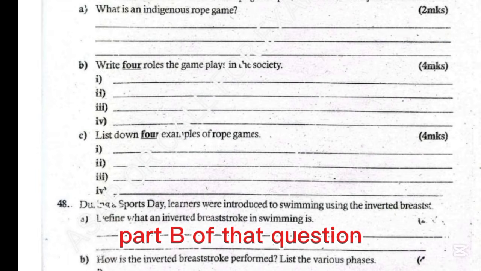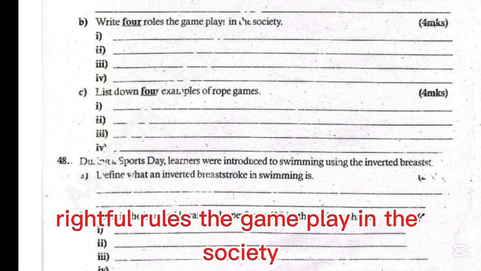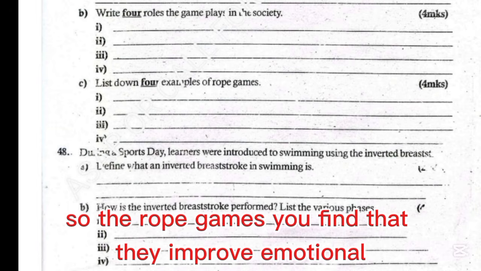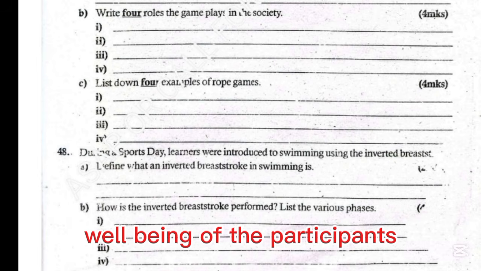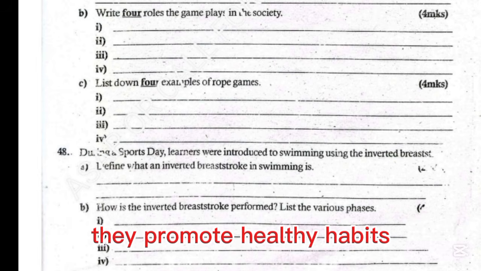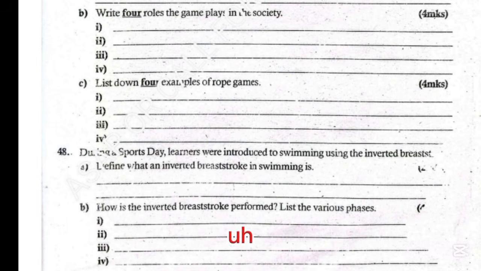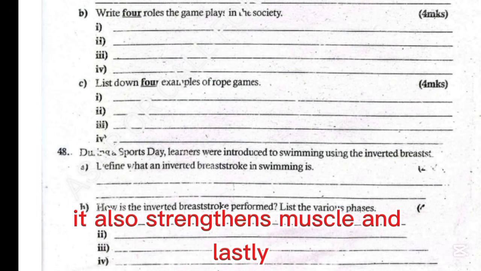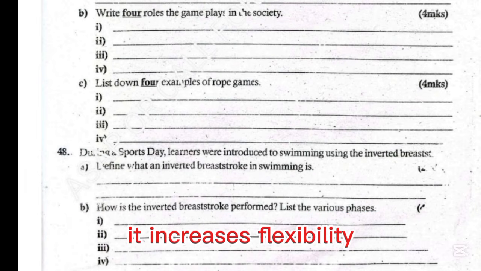Part B of that question, write 4 roles the game plays in the society. Rope games improve emotional well-being of the participants. They promote healthy habits. It's a source of fun and enjoyment to the participants. It also strengthens muscles, and lastly, it increases flexibility.